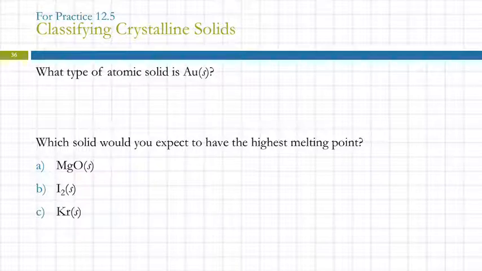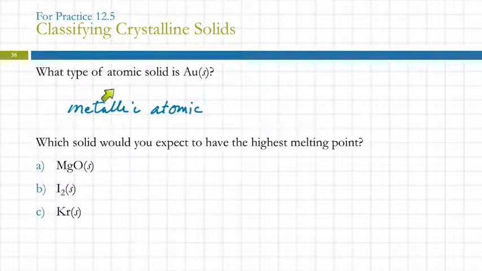Metallic. It's a metal, right? So it's a metallic atomic solid. So this would be metallic. Now, if it didn't tell you atomic, if it just said what type of solid, well, Au, you don't have ions there, you don't have molecules, so it kind of has to be an atomic solid, right?